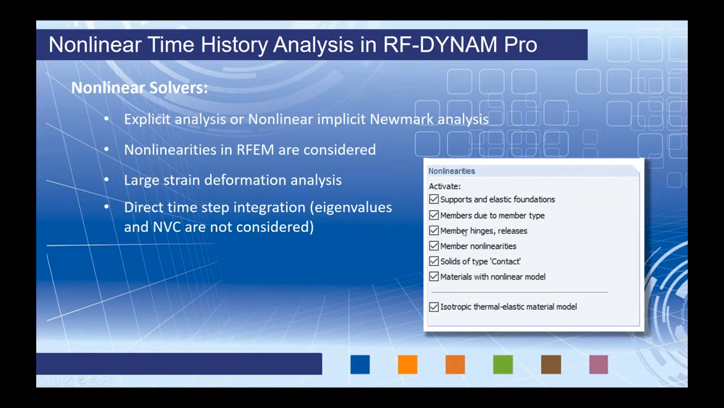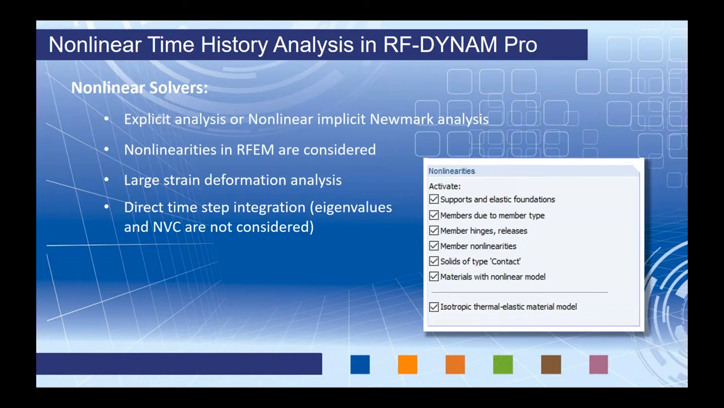support nonlinearities. We have member end releases that we can define nonlinearities such as tearing, yielding, friction, things like that. We also have contact solids and member material nonlinearity. So a plastic analysis for steel, isotropic thermal elastic material models. This can all now be considered with a time history analysis.